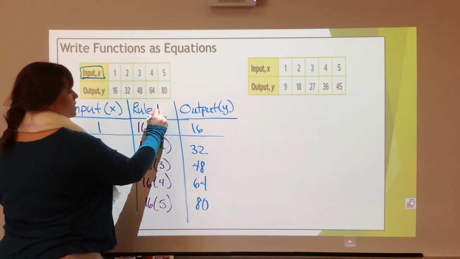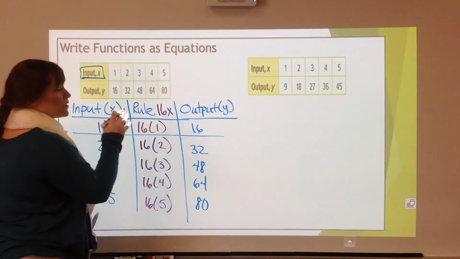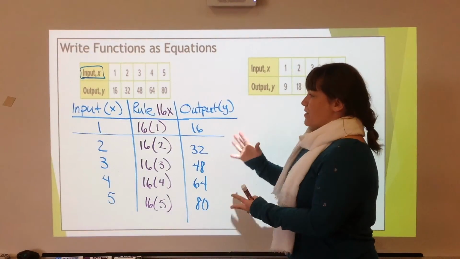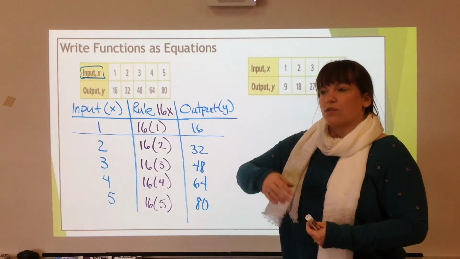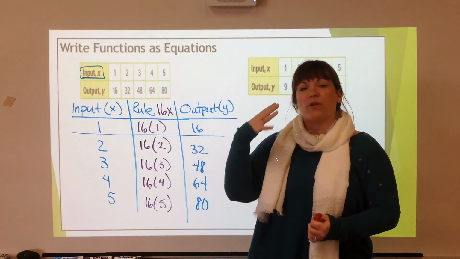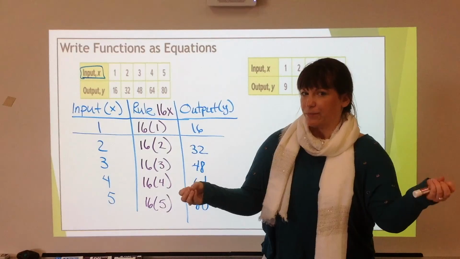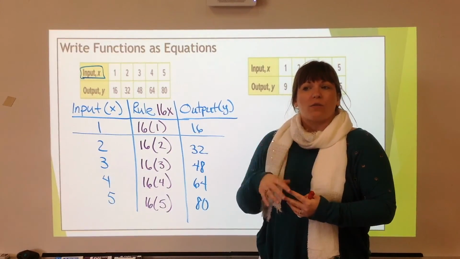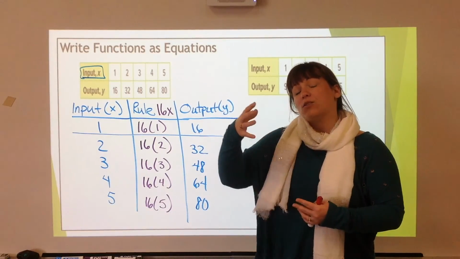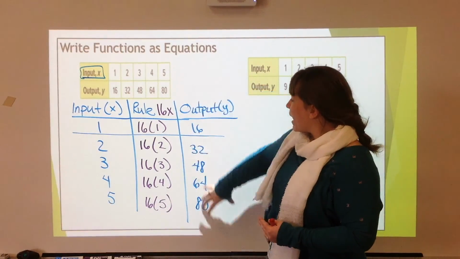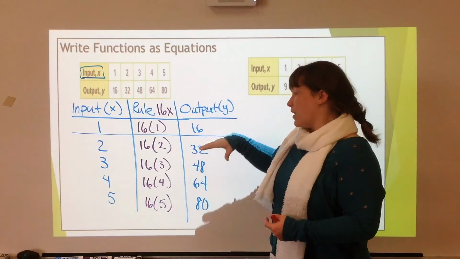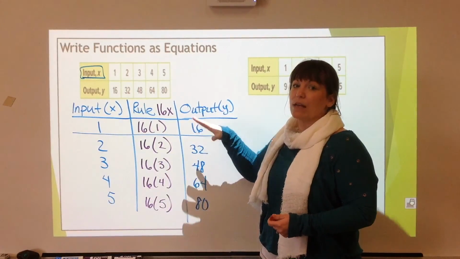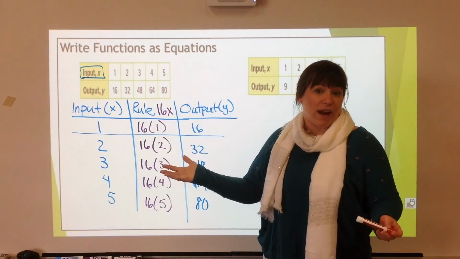Our rule is that we're going to take 16 and we're going to multiply it by whatever the number x is. Our last job is to turn this into an equation. So like we've learned, an equation is that something equals another. We have 2 different variables now. And we're going to need to always write our equation so that our output is our answer, and then our equation is how we are going to get that answer: 16 times x, whatever x is.